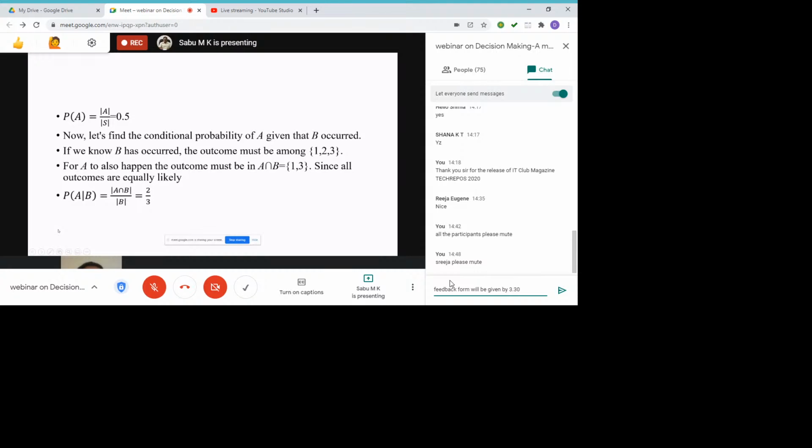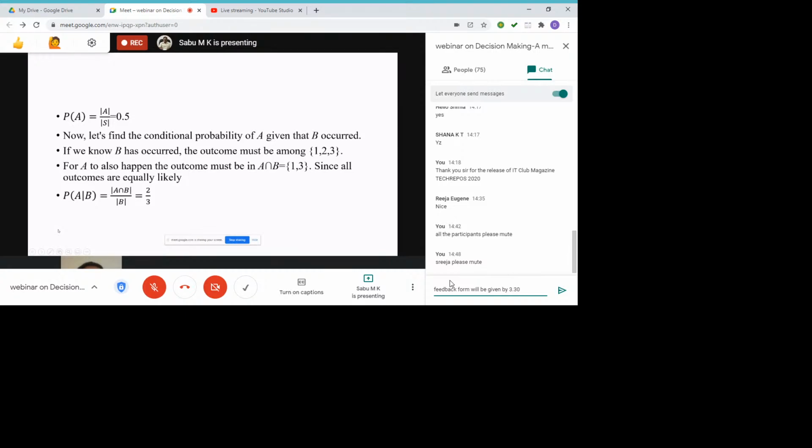Here all the outcomes are equally likely. That means the chance of occurrence is the same for all the different outcomes. So as per the definition, probability of A given B is the cardinality of A intersection B divided by the cardinality of B. How many outcomes are there in A intersection B? Only two outcomes. How many outcomes are there in B? In B, the outcomes are 1, 2, 3, so 3 outcomes. Therefore 2 by 3. So probability of A given B is equal to 2 by 3.